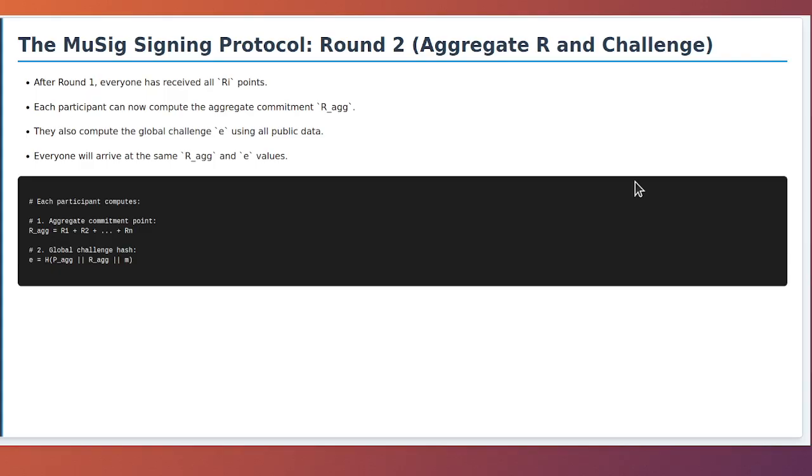Next, everyone computes the global challenge, E. This is a hash that binds the signature to the specific keys, message, and nonces being used. The input to the hash function is the aggregate public key P AGG, the aggregate commitment point R AGG, and the message M. Again, since everyone has the same inputs, they will all independently calculate the exact same challenge value E. At the end of this round, all participants share a common aggregate commitment R AGG and a common challenge E.